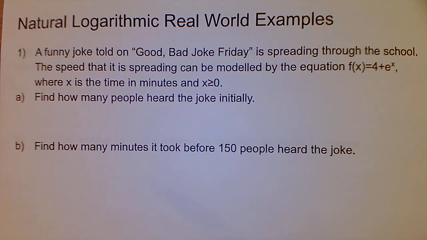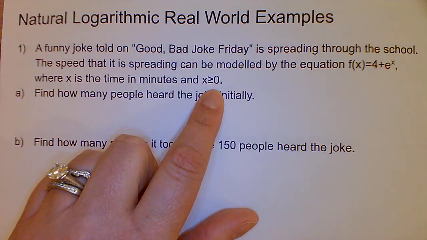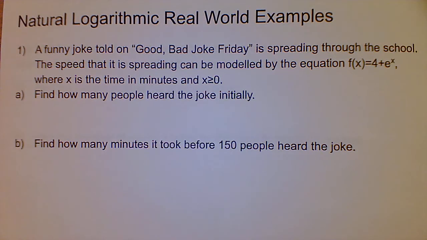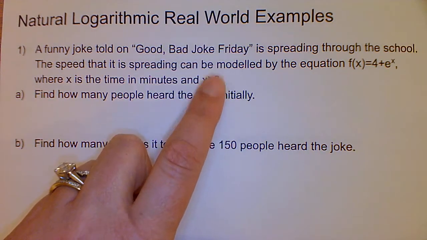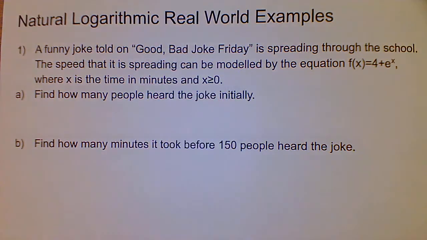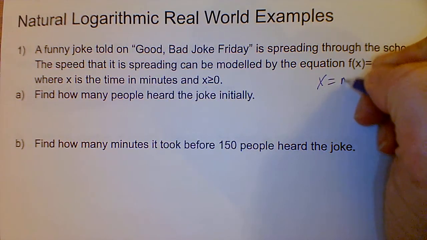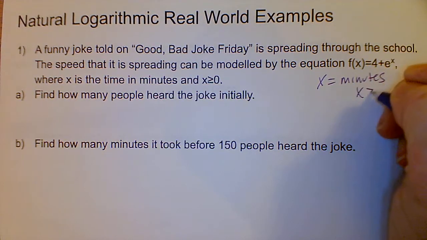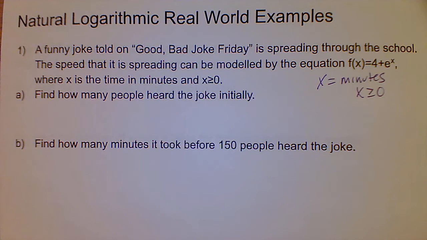Let's do natural logarithm real world examples. Here we go, a funny joke told on Good Bad Joke Friday. Oh, I wonder where they got that from. It is spreading through school. The speed that it is spreading can be modeled by the equation f of x equals 4 plus e to the x, where x is the time in minutes, and the time in minutes is greater than or equal to 0. So there's no negative time here. That's what this is saying. The time has to be greater than or equal to 0. So x is minutes, and x has to be greater than or equal to 0, so no negative x's here. Find out how many people heard the joke initially.